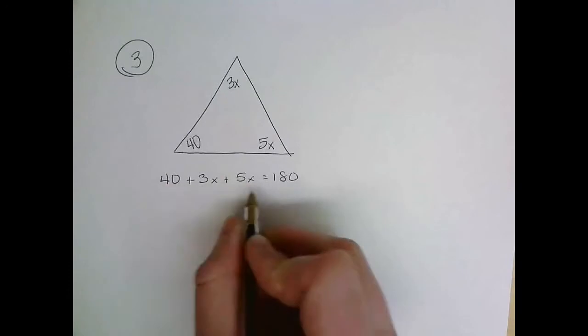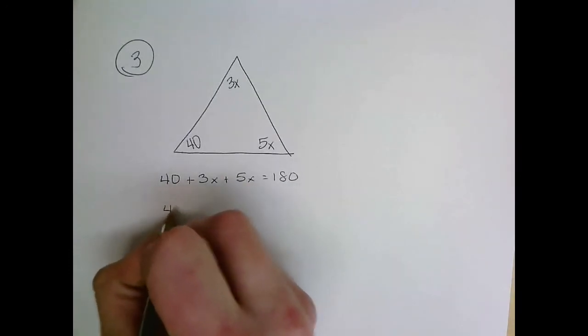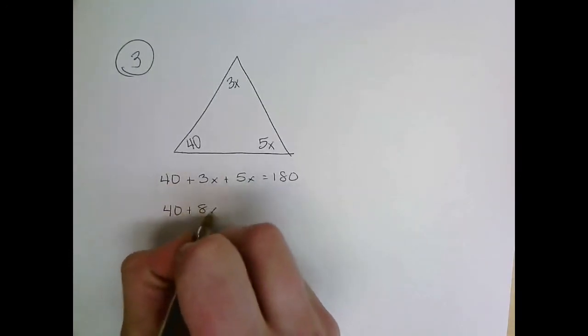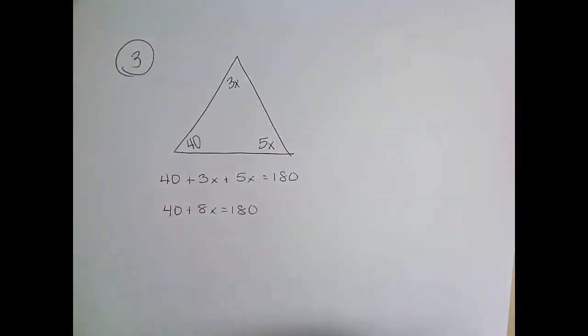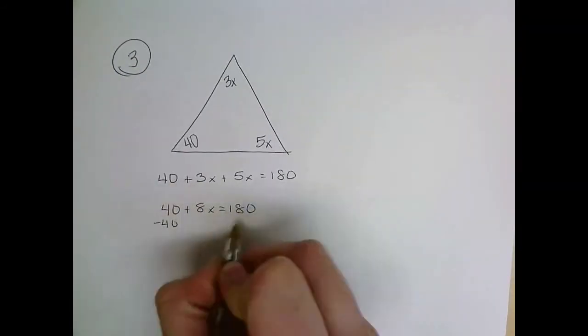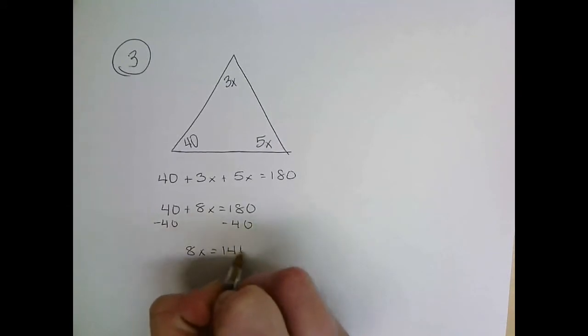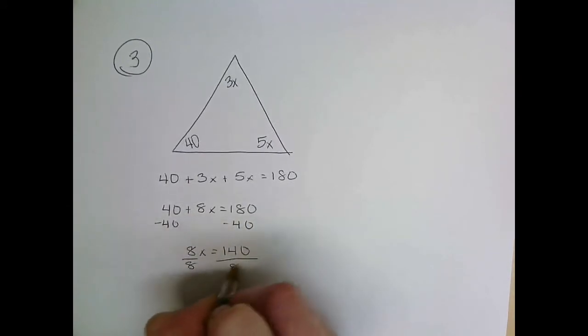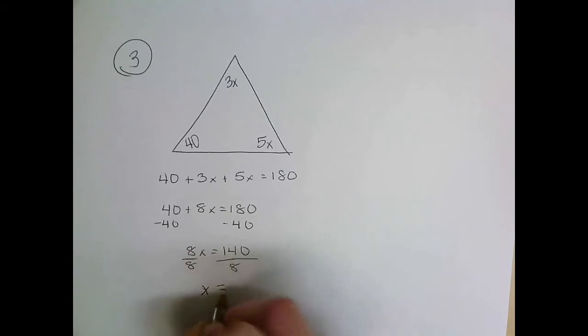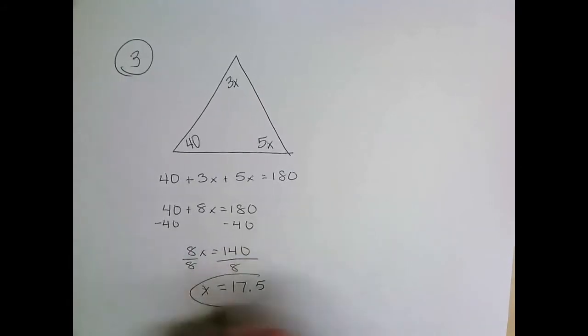We can combine our like terms of 3x's and 5x's. We'll get 40 plus 8x equals 180. To solve from there, we subtract 40 from both sides. We end up with 8x equals 140, and then we divide by 8, and x is going to equal 17.5.